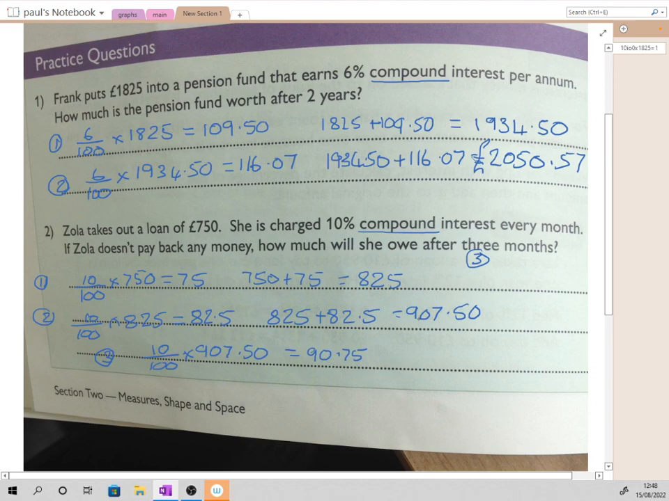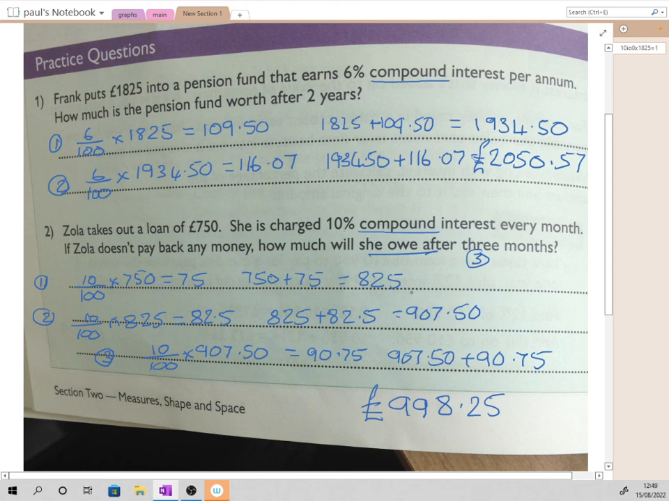So our big total and how much she will owe after 3 months is going to be 907.50 plus 90.75, and that comes out at 998.25. How much she will owe after 3 months.